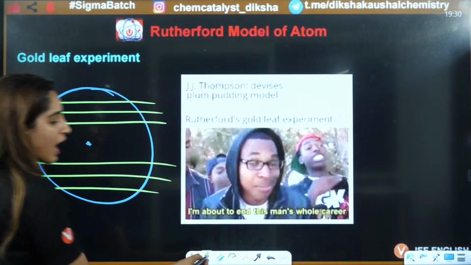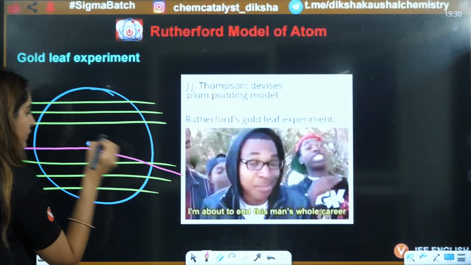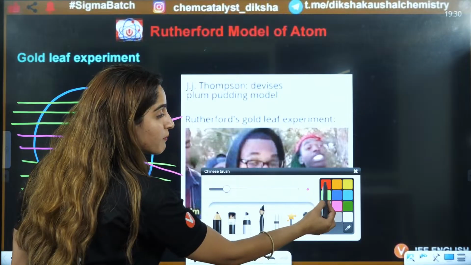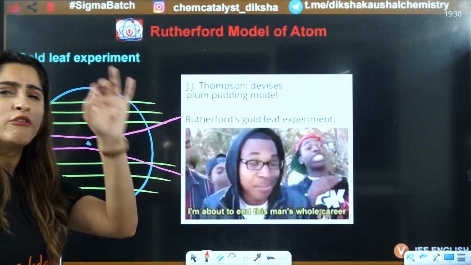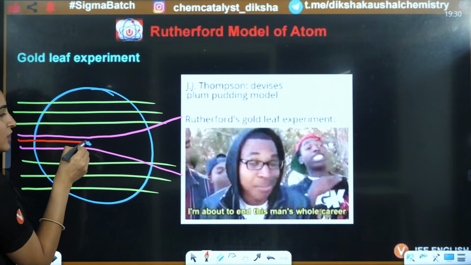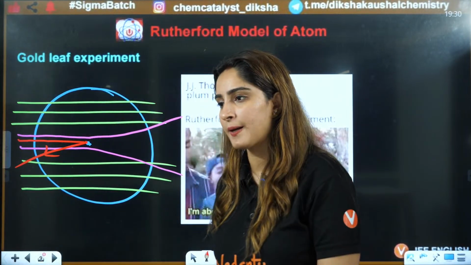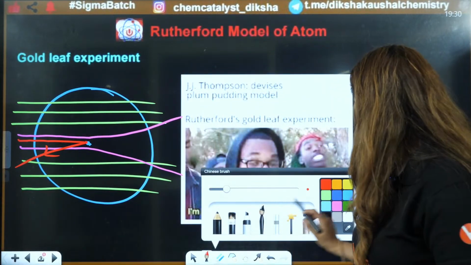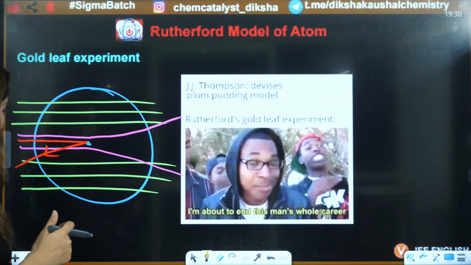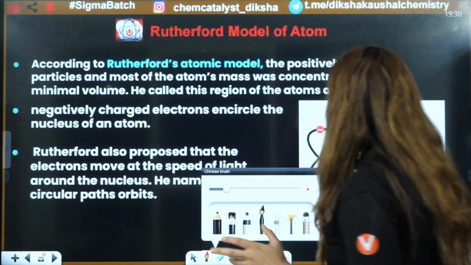If you have an alpha particle that is passing very near, it will get deflected. That's why only some of them are being deflected. But 1 in 20,000 will actually strike the nucleus and it will bounce back. Okay, this is happening here. Understood, everybody? Now let us see the observations and conclusions that we can make from here.